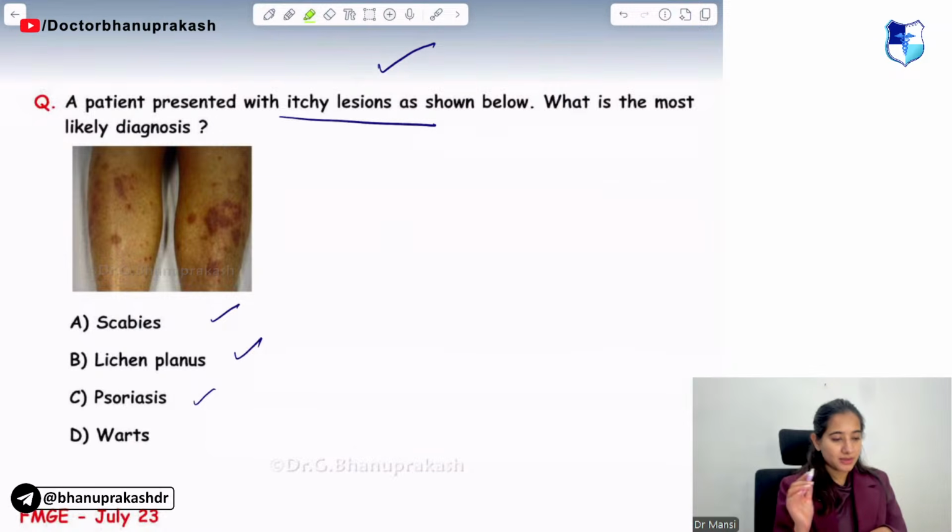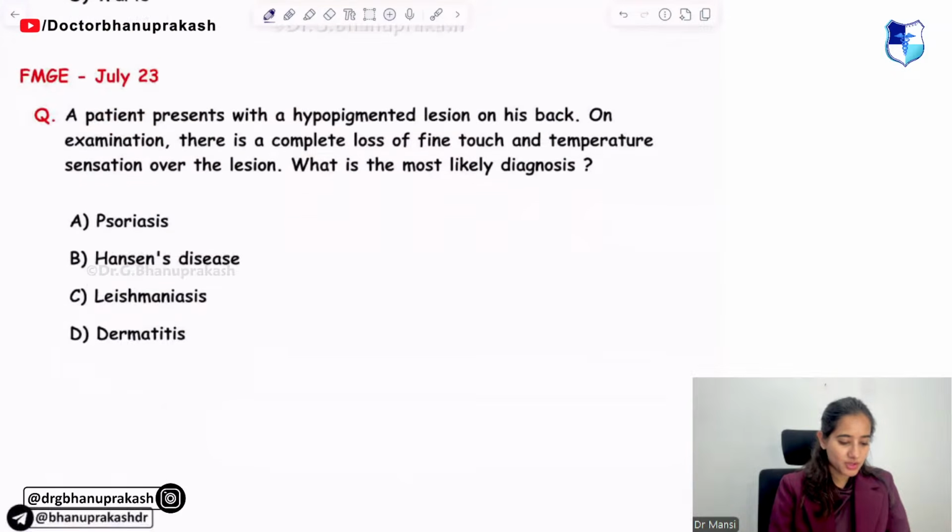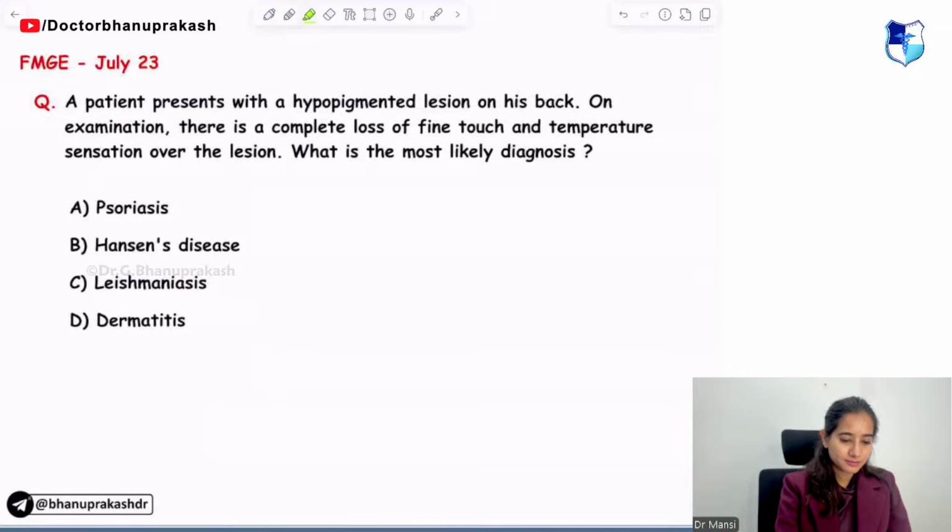remember something, the 6 P's. Yes, Bhuvan, absolutely. The polygonal, pruritic, flat. Okay, polygonal type. This is lichen planus. Okay, then the FMGE July 23 questions.